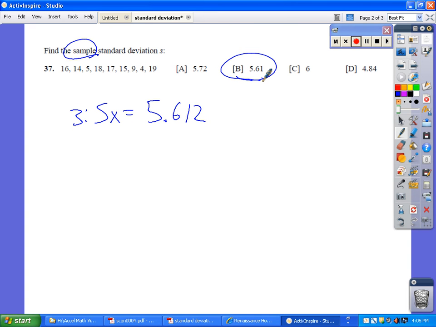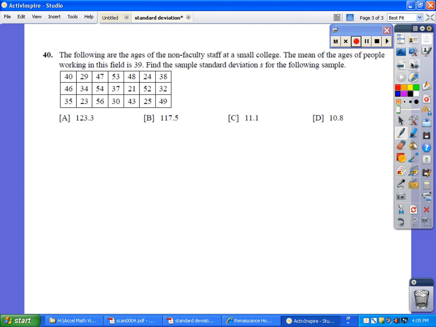Now, going to this last one, quite a few values, so I had to enter all these things into my list. I went ahead and preloaded those. Again, I did data, I entered them. I'm doing second stat with the calculator, one variable statistics. I'm going to the right list and frequency of 1, and I'm going to look out for what they're asking for. Sample standard deviation. So I'm looking for number 3 in my calculator, labeled as Sx, and mine has 11.105.